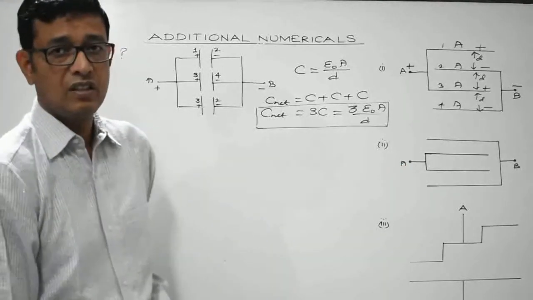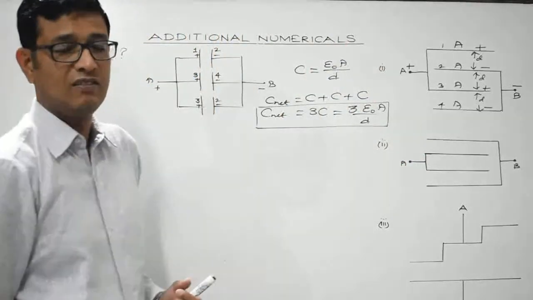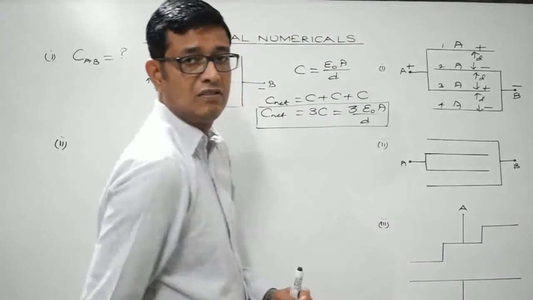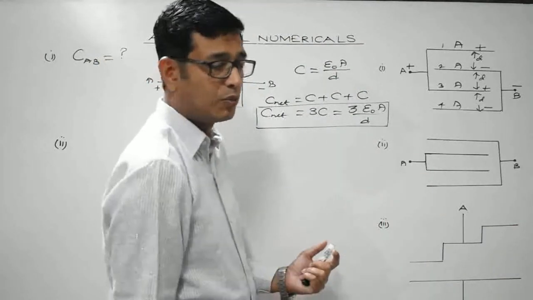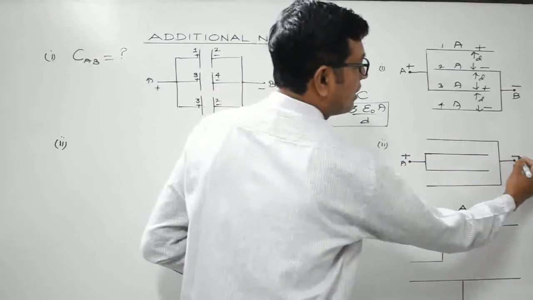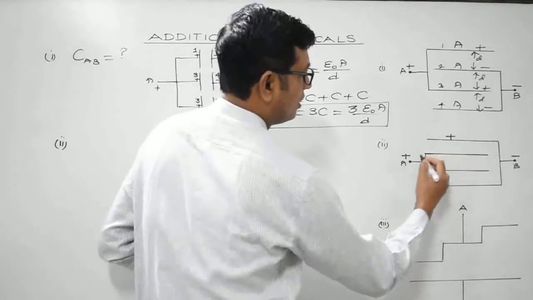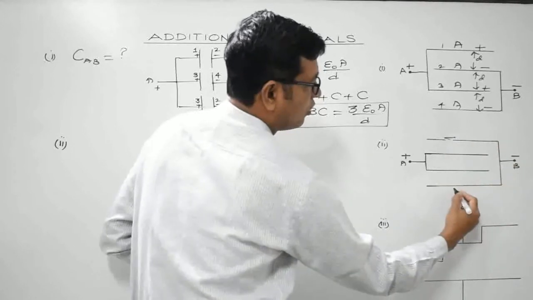Let's proceed with this. We'll approach this question similar to the previous one. Now a source is connected between A and B, which means one must be at higher potential and the other at lower potential. Let us assume A to be at higher potential, B to be at lower potential. So this one will be at higher potential. Sorry, this one will be at lower potential and this one will be at lower potential.